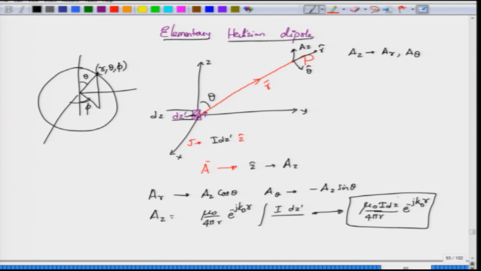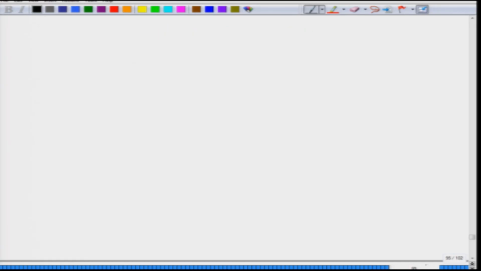Okay. Now that you have this Az, and you know what Ar and A theta are in terms of Az, we have completed the solution for A, but I am not interested in A, I am interested in H. I know from the defining equations for A that del cross A is equal to B, but B is mu naught H. Okay. Therefore, H is equal to del cross A by mu naught.